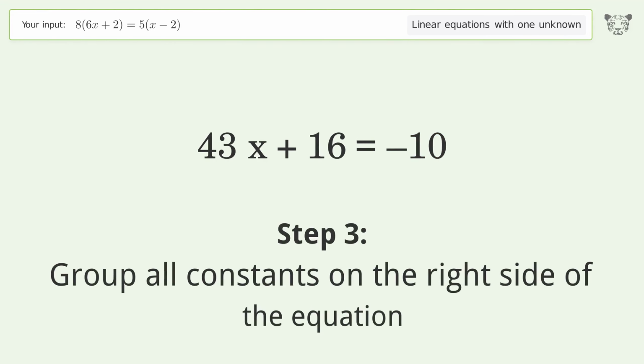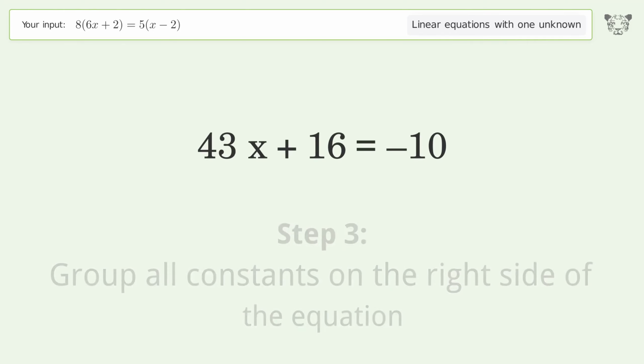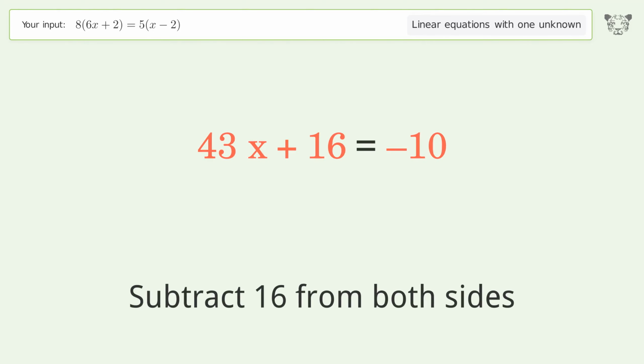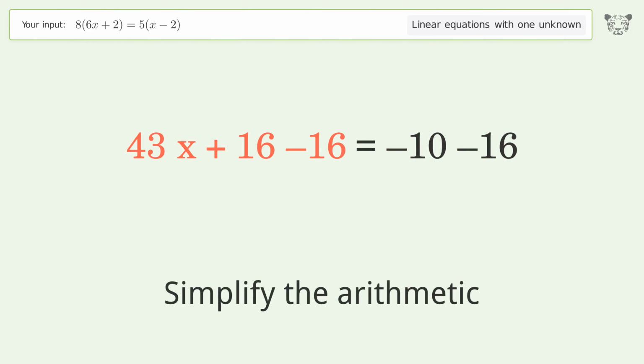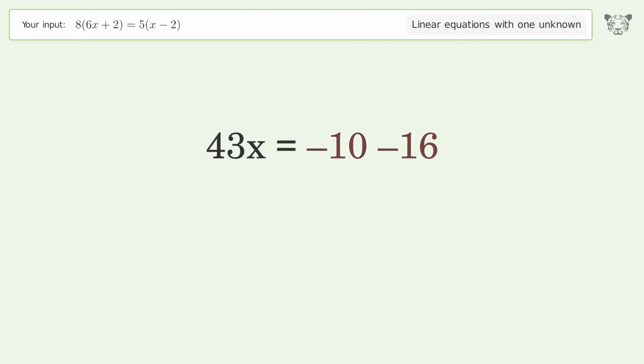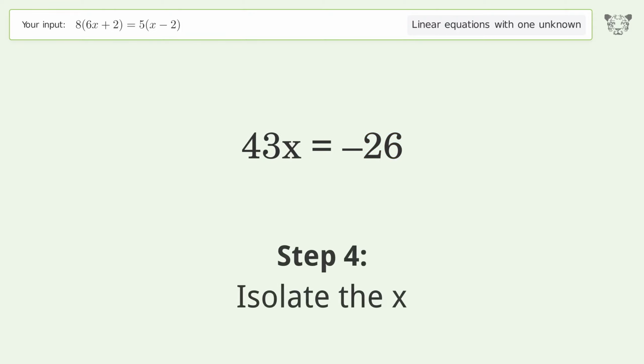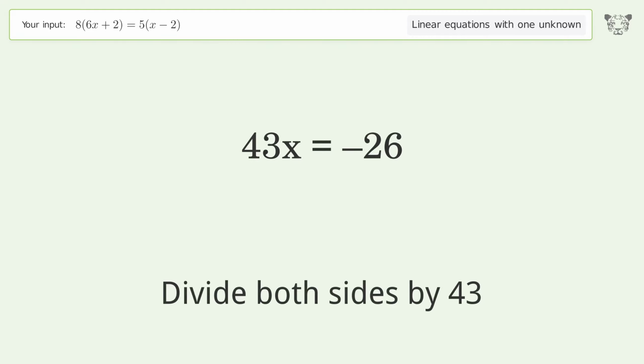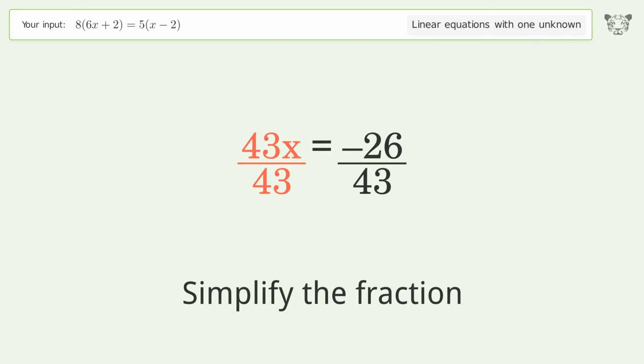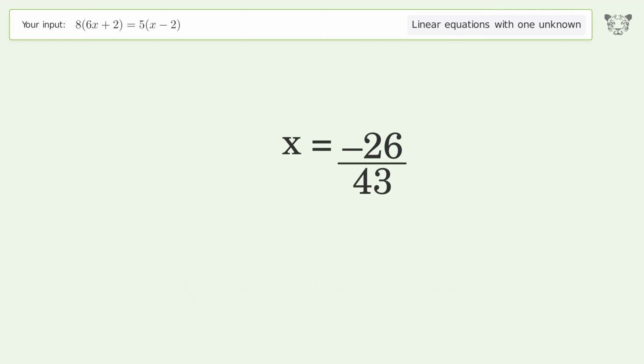Group all constants on the right side of the equation. Subtract 16 from both sides. Simplify the arithmetic. Isolate the x. Divide both sides by 43. Simplify the fraction. And so the final result is x equals negative 26/43.